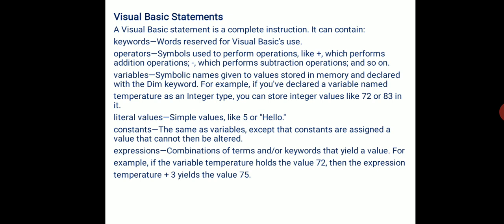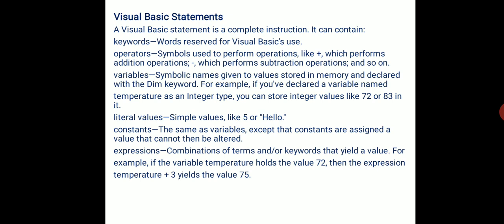So already you have seen keywords in C like printf, scanf or main, and so many keywords, int, so many keywords are there like that. Keywords in this Visual Basic .NET are words reserved for Visual Basic's use. So a Visual Basic statement may contain a keyword or operator. Operators are symbols used to perform operations like plus, minus. So this plus performs addition operation, and minus performs subtraction operations, and division, multiplication and so on.